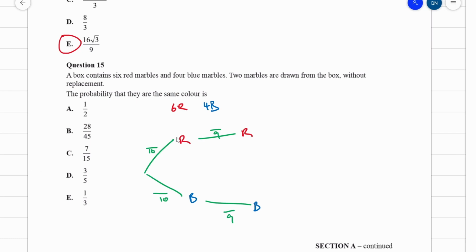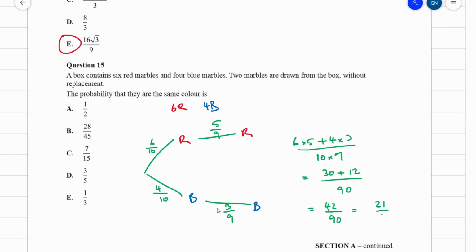So how many reds are there? There's 6. So put 6 over here, 4 down here. Now, after you take, there were initially 6 red, you've already taken 1 out, which means there's 5 remaining, so you've got to put a 5 over here. And same for the blue. If you've taken a blue on the first pick, then for the second pick, you only have 3 remaining. So let's multiply across and add 6 times 5 plus 4 times 3 divided by 10 times 9. That's going to be 30 plus 12 over 90. And that's 42 over 90. That's 21 over 45. We can simplify this, divide by 3.